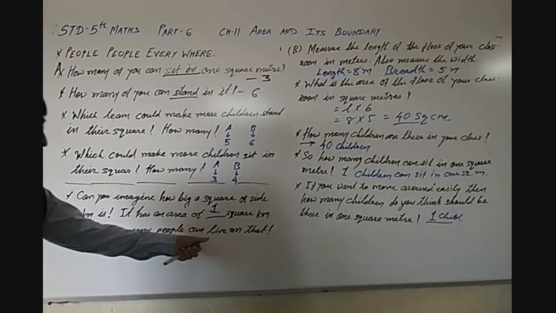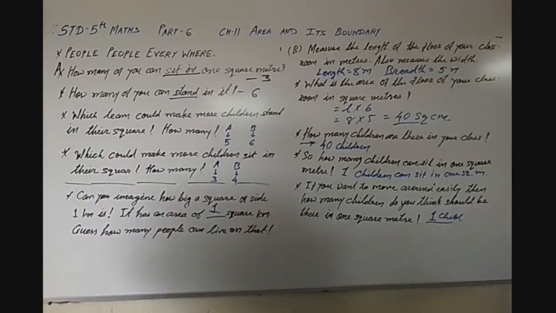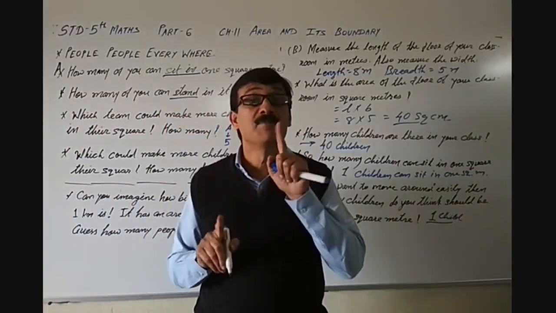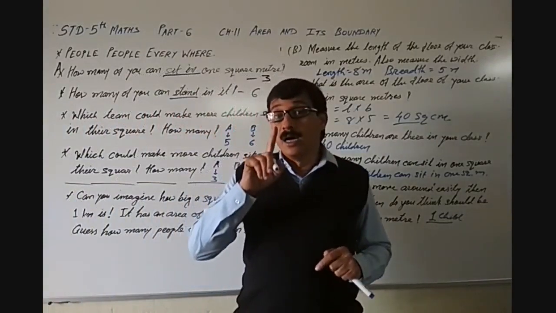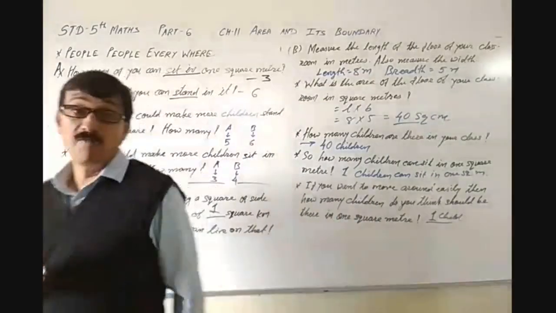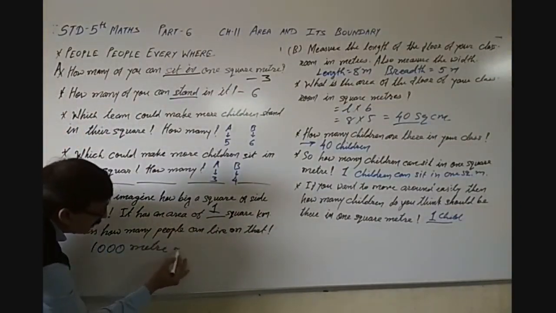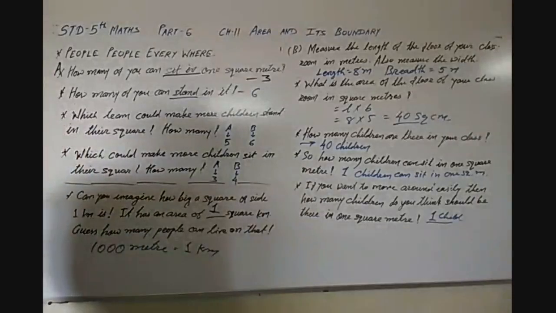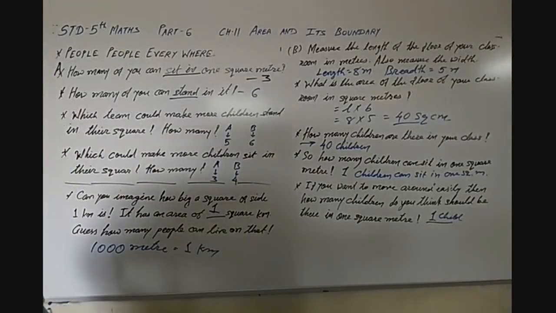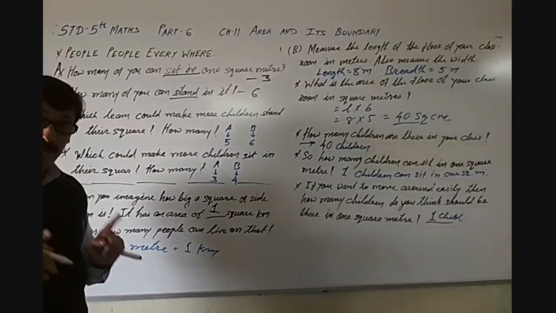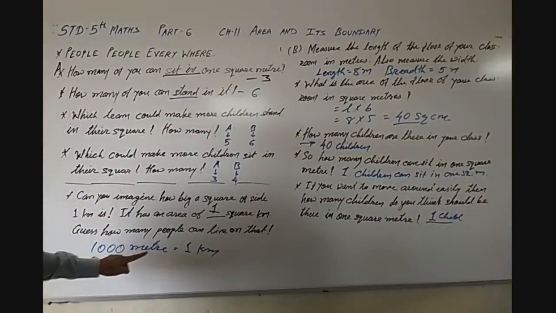Guess how many people can live on that? See, 1 square kilometer. 1 person can live on 1 square meter. Now, 1000 meter, 1000 meter, 1000 meter is equal to 1 kilometer. Now, within 1 meter, people can stay. So 1000 people can stay in 1 square kilometer.